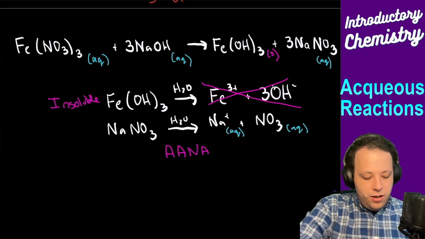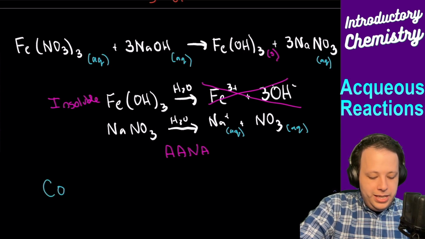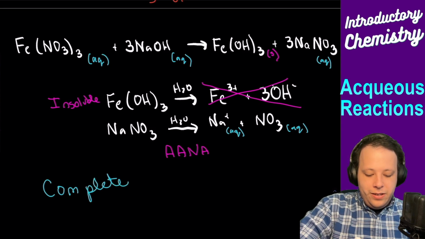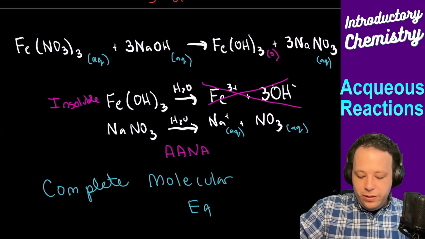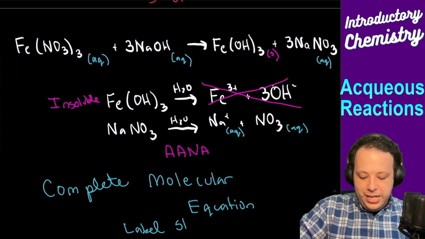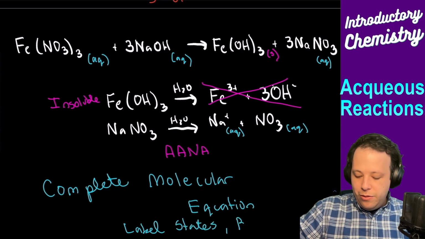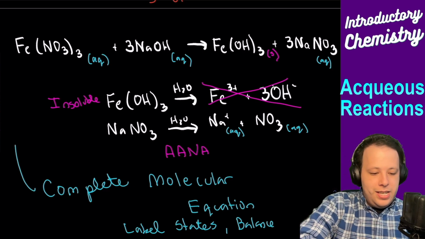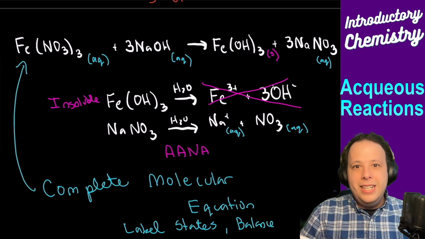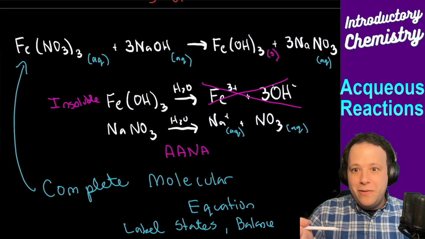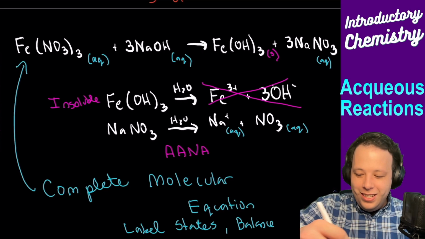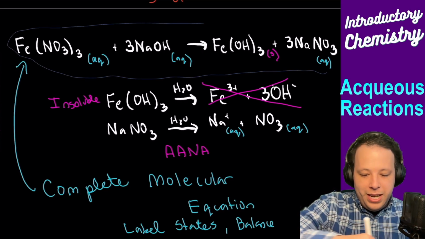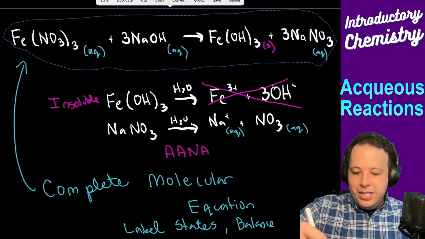And what this is called is our complete molecular equation, is what we have up above. So we're labeling all the different states. So you have to label the states, balance it, go through all the different pieces. That is what this is called. That is a complete molecular equation. Perfect. However, it was asking for the net ionic equation. So how do we get there? Let's copy and paste what we have here and go to our next step.